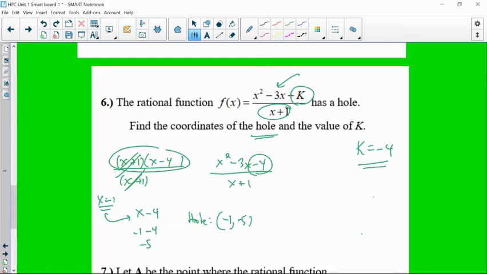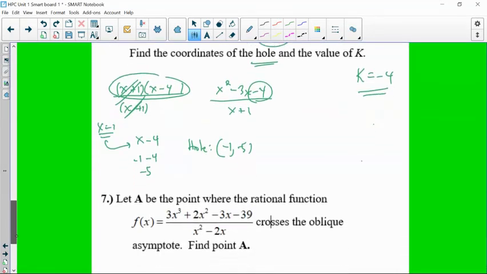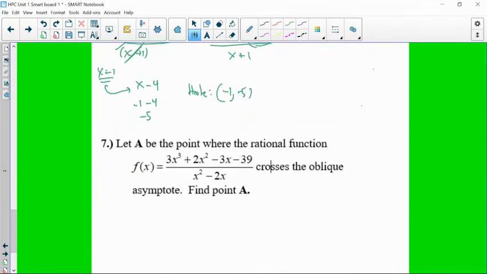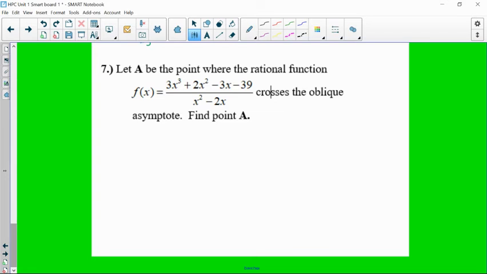Okay, and then I want to look at one more together. I want to look at 7 because it says that it crosses the oblique asymptote. So I don't want to have to actually graph this whole thing. I want to just be able to find point A, like where does it cross? And we said it crosses when you set the remainder equal to 0. So we can do that. We can do long division and say, okay, x squared minus 2x divides into 3x cubed plus 2x squared minus 3x minus 39.